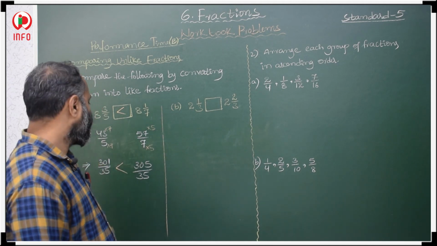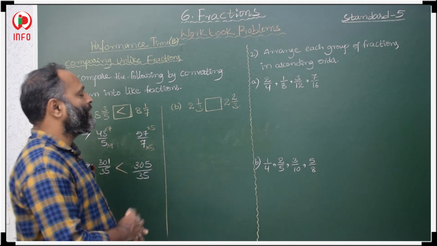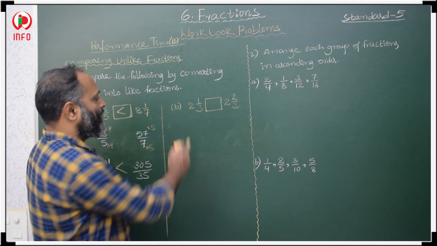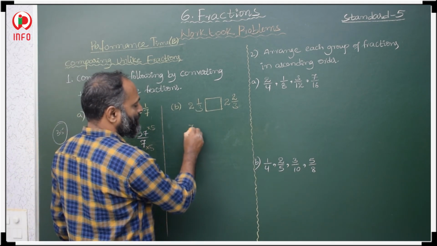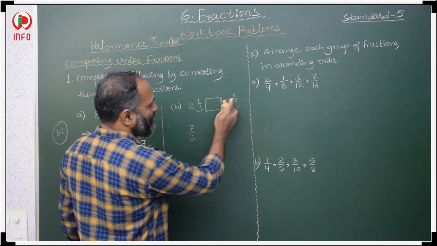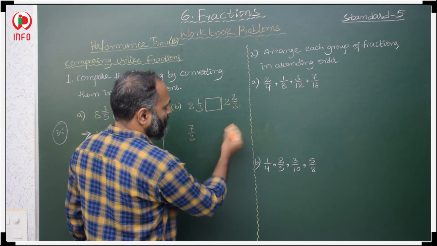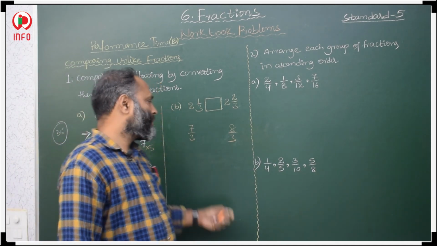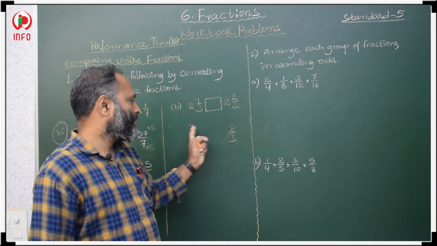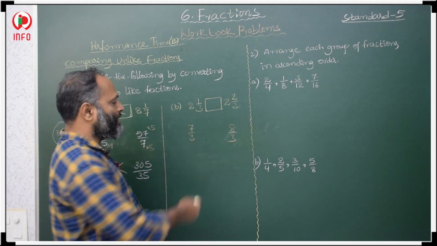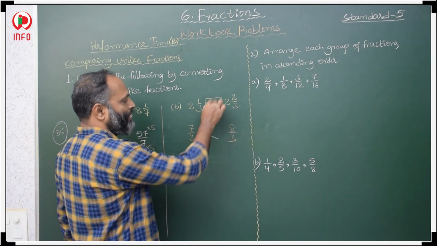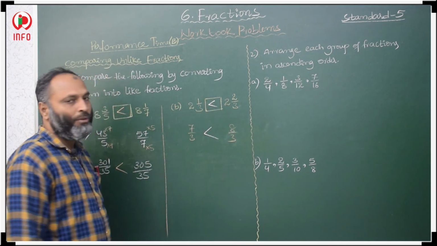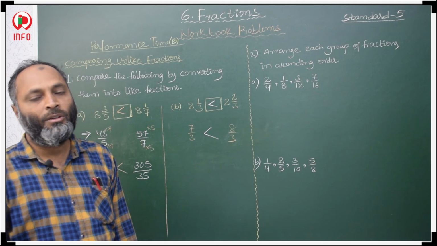Now here, these mixed fractions we have to convert into improper first. 3 2s are 6 plus 1 is 7, so 7 by 3. 3 2s are 6 plus 2 is 8, so 8 by 3. These two are already like fractions, no need to take the LCM. Just compare the numerators. This numerator is smaller, so 7 by 3, that is 2 1 by 3, is smaller than 2 2 by 3.